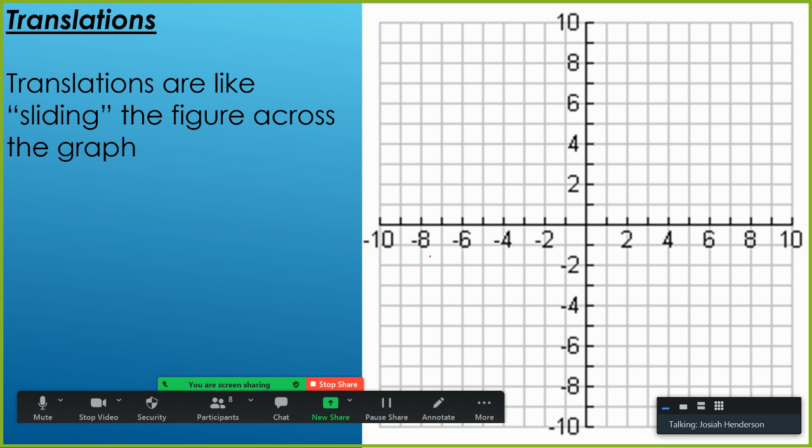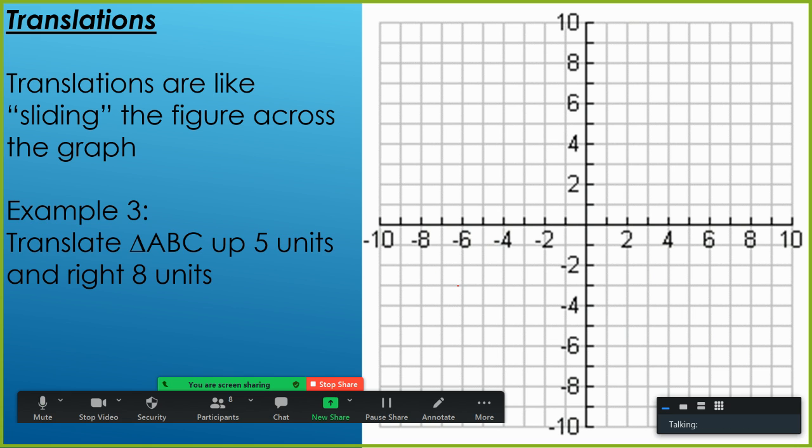So translations. Now remember, translations means it's like sliding the figure across the graph. It's not going to rotate or get reflected or be dilated. It is just like taking the original one you start with and moving it up and over or down and over. Let's try an example on a picture here. Translate triangle ABC up 5 units and right 8 units.